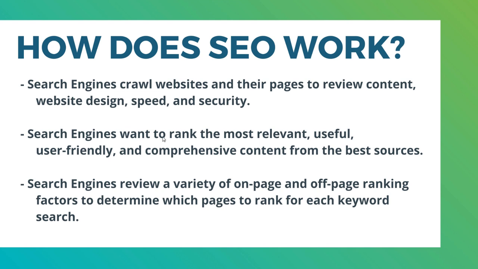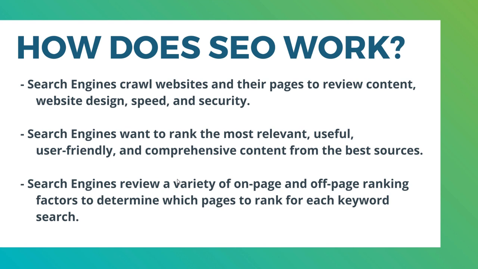Search engines want to rank the most relevant, useful, and user-friendly content, and they want to rank really comprehensive content. So when you're covering different topics, you need to make sure that you're writing complete articles covering the entire subject, because what's happening is search engines are reviewing a huge variety of on-page and off-page ranking factors to determine which pages to rank every time someone types in any keyword into Google.